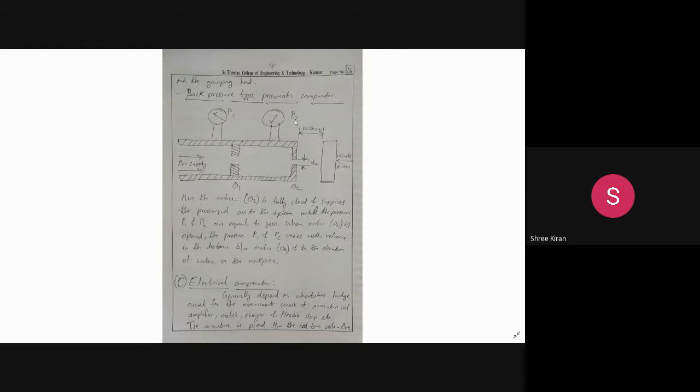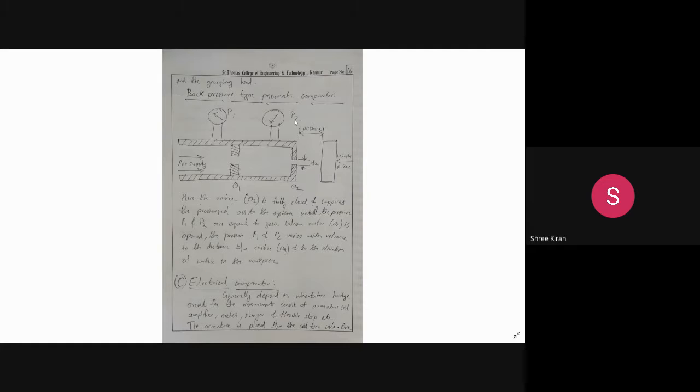When orifice O2 is opened, the pressures P1 and P2 vary with reference to the distance between O2 and the elevation of the surface of the workpiece. If there is any deviation in the pressures P1 and P2, then the deviation of the pressure can be measured. This is what happens with respect to a back pressure type pneumatic comparator.